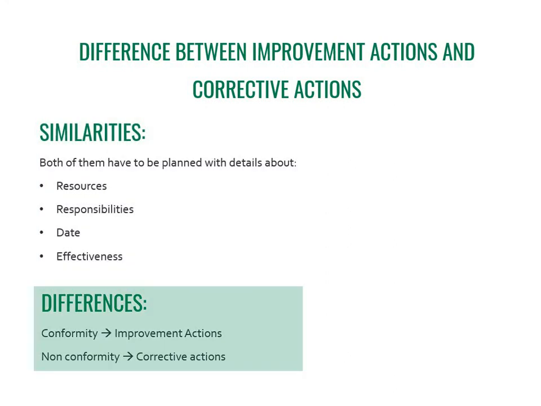What about differences? As their name says, improvement actions can be done when there is a situation that is already compliant. So it's done as an improvement to prevent something bad from happening before it happens. On the other hand, corrective actions are used to face a nonconformity. They are done after something wrong happens. If something is not clear about this difference, please let us know through our email, and we will help you regarding this matter.